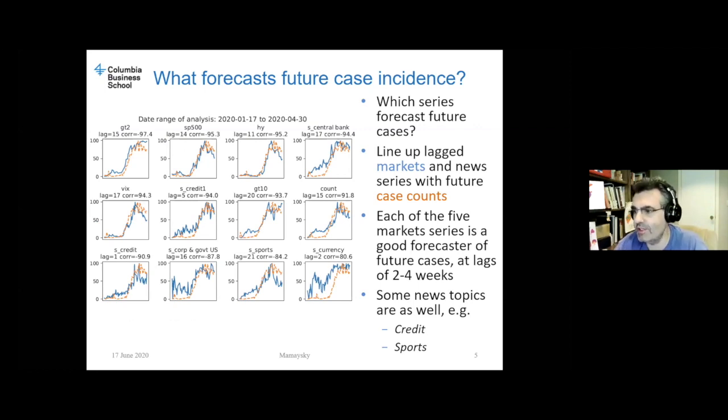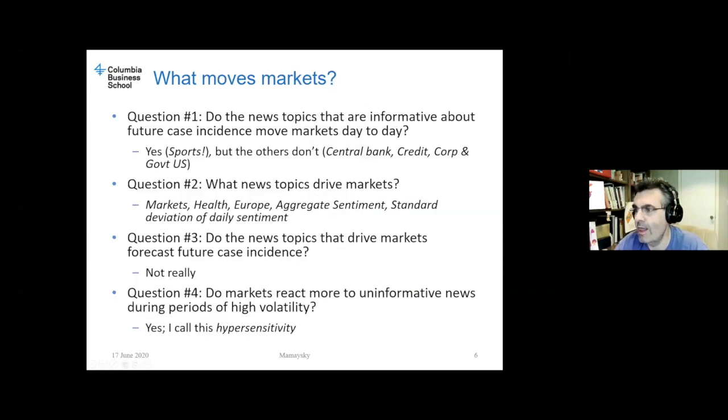Also, there's evidence that some of the news series themselves, for example the news series talking about central bank actions, about credit markets, interestingly about sports, are also good forecasters of future case outcomes. Several other series are not. So you have this mixed bag: markets are pretty good forecasters of future case outcomes, some of the news series are, and some are not good forecasters.